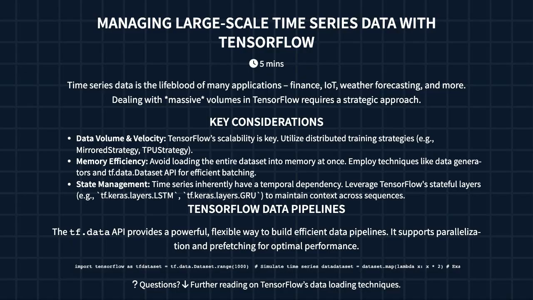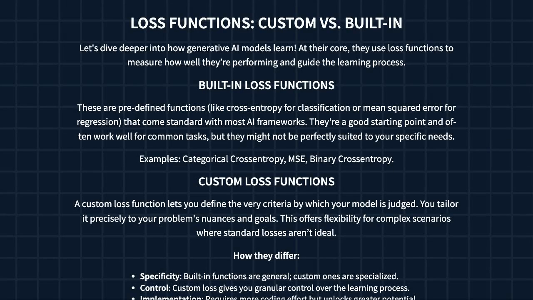those dependencies. Okay, let's talk about how AI models actually learn. They use something called a loss function. Think of it as a teacher telling the model if it's doing a good job or not. Most frameworks come with standard loss functions like cross-entropy for classifying things or mean-squared error for predicting numbers.